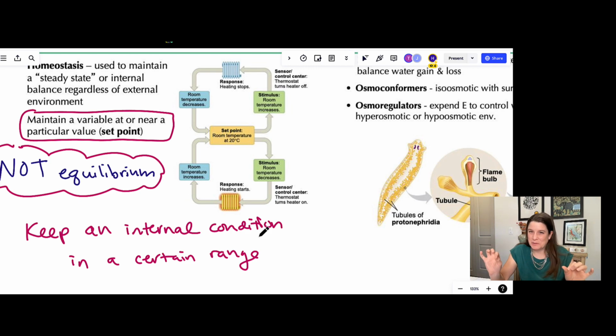Around 7, a little bit different than 7. So that's the set point for the blood. So even within an organism, you can have different set points to keep homeostasis or homeostatic conditions in those regions even.